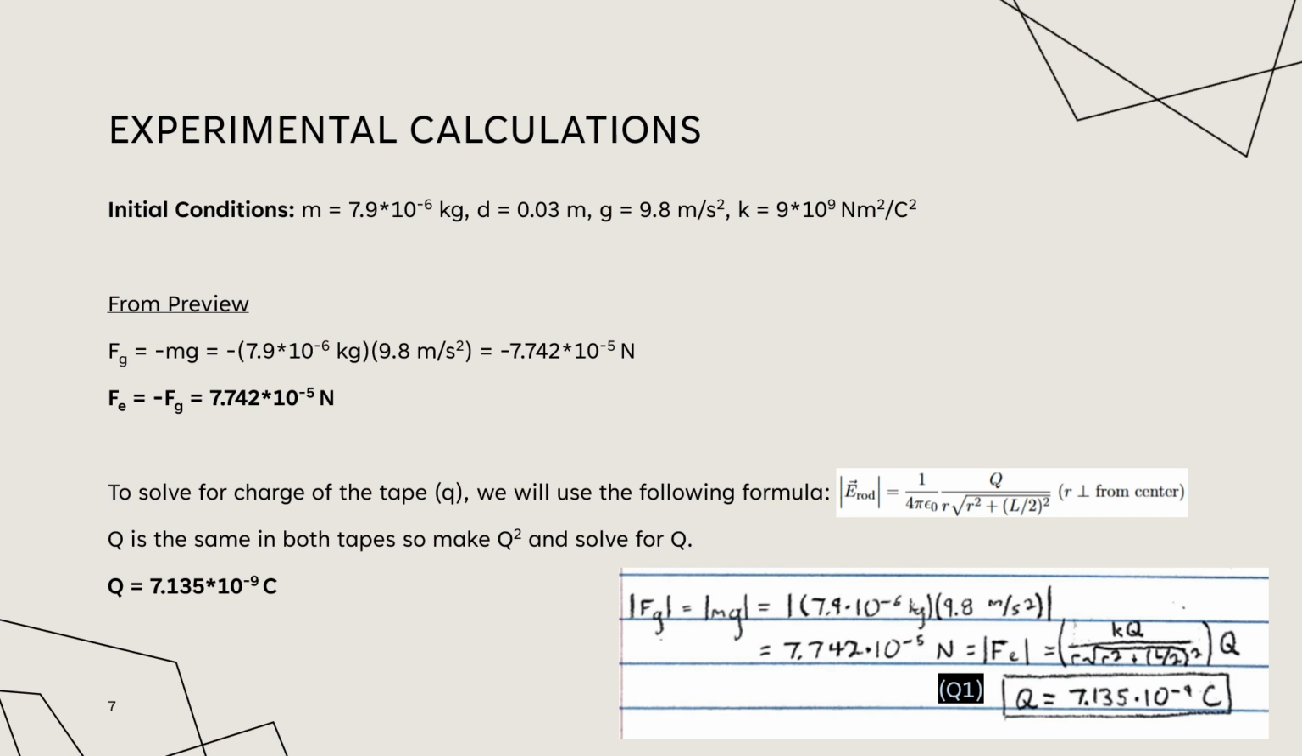But since Q is the same in both tapes, we can use Q squared and then solve for Q, and that's going to be the charge on one tape. So in this case, Q is 7.135 times 10 to the negative 9 coulombs. And you can see my work in the bottom right there. And that should also answer question 1 from the lab document.